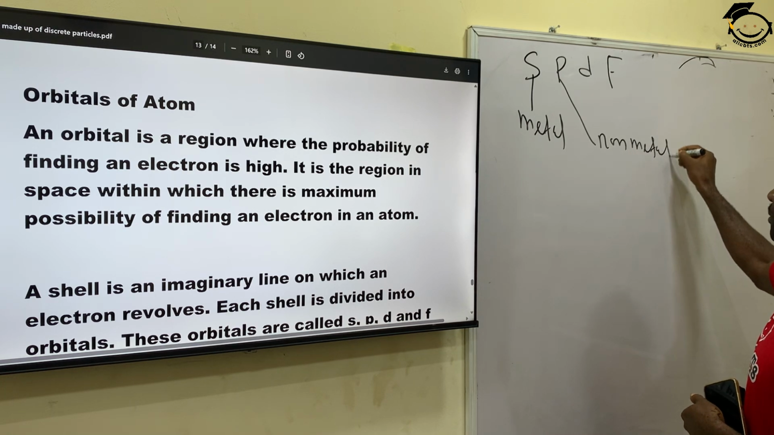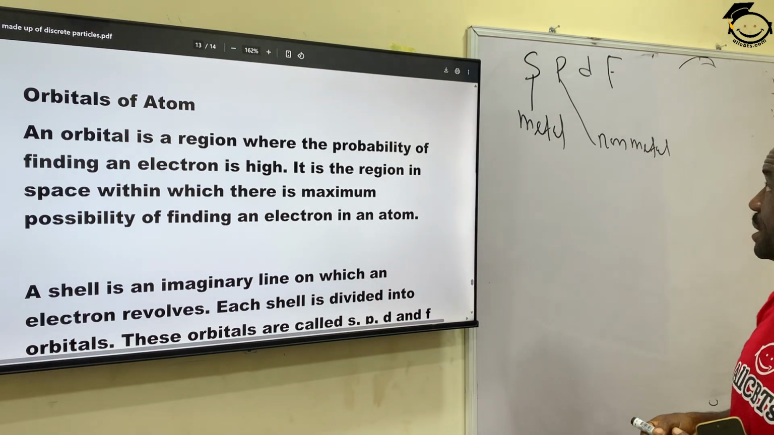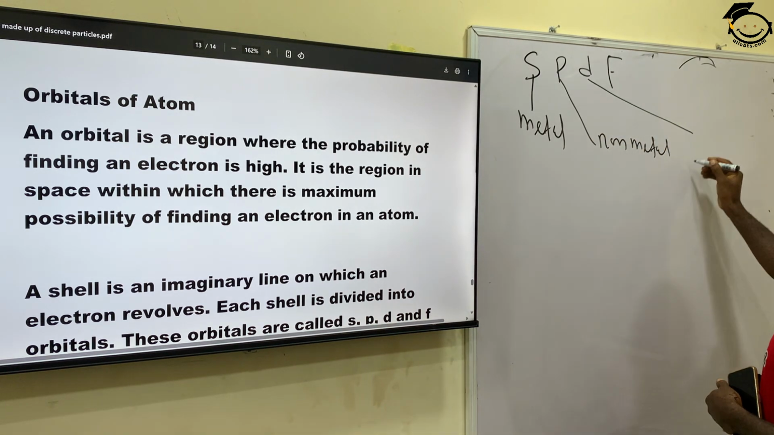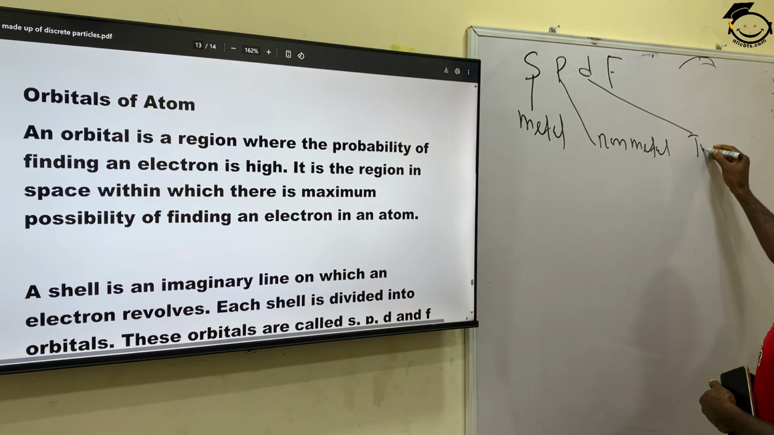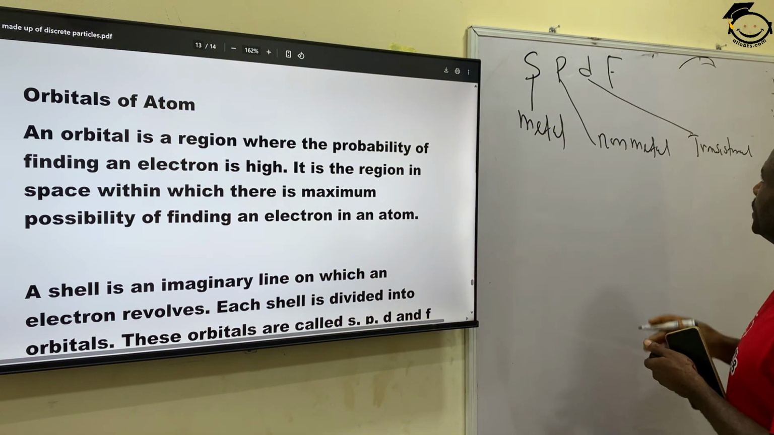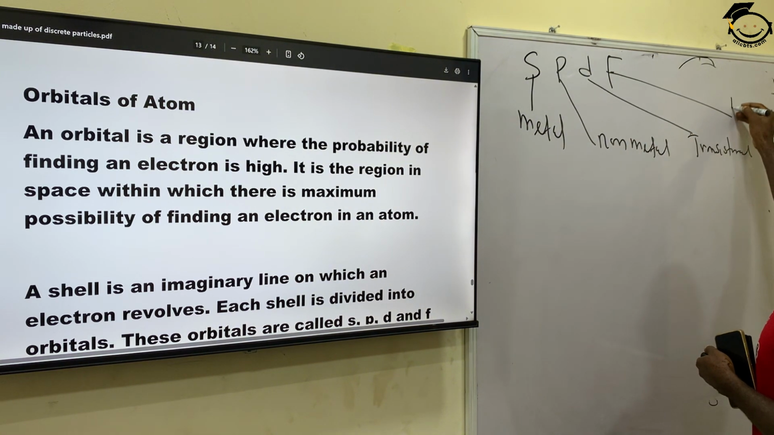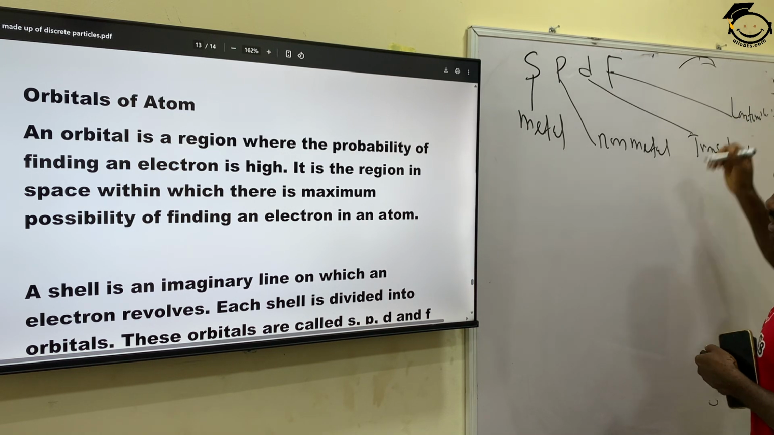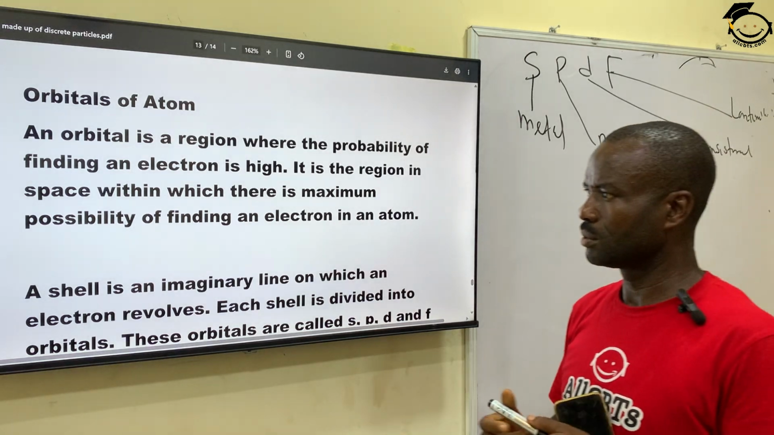Non-metals. Of course, you know the difference between metals and non-metals. Then d orbitals, they are transitional, the first transitional element. And the f block are what? The lanthanide and the actinide. So let's move on.